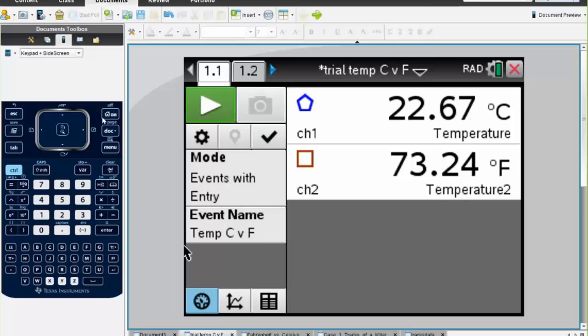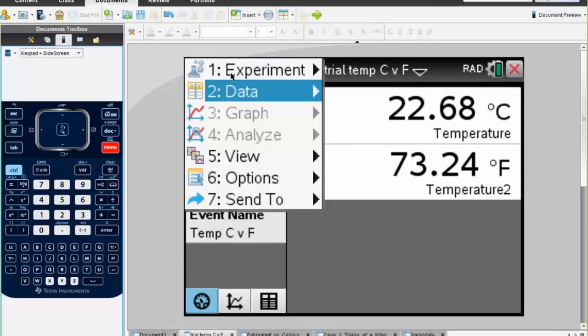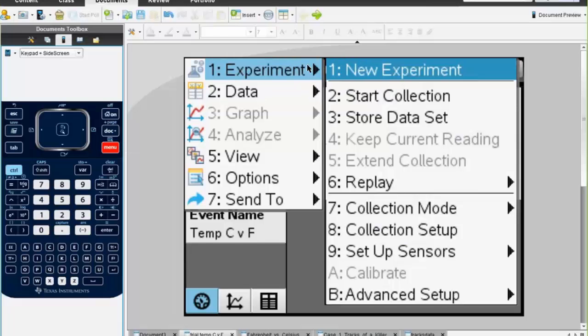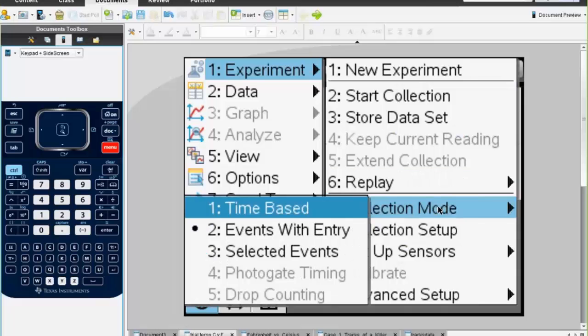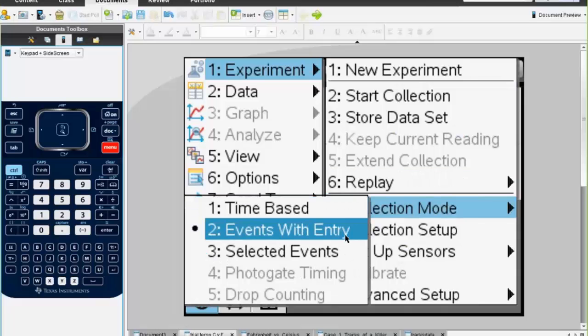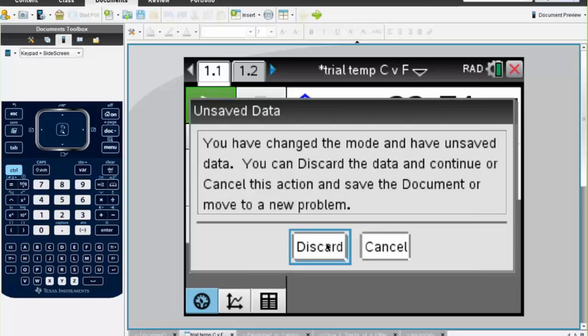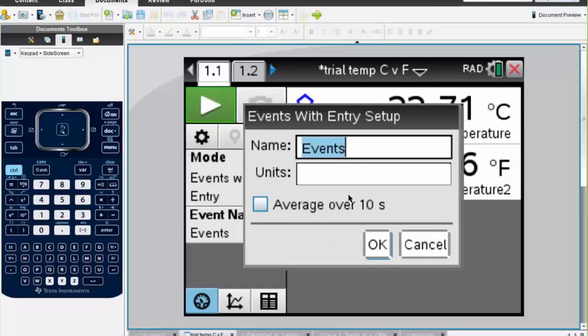Now the next thing I've got to do is set up how I want to collect the data. So again, back into menu, experiment. This time I'm going to collection mode, and I'm doing events with entry. You'll actually see later in this webinar that what Rodney's doing is his collection mode is time-based. Mine's events with entry, so rather than collecting data across a period of time, I'm going to discard data that I had previously.